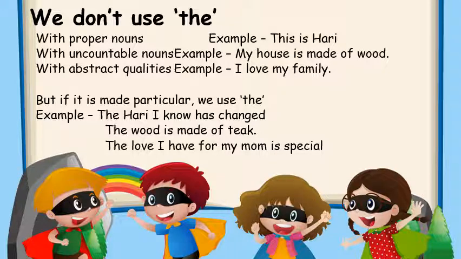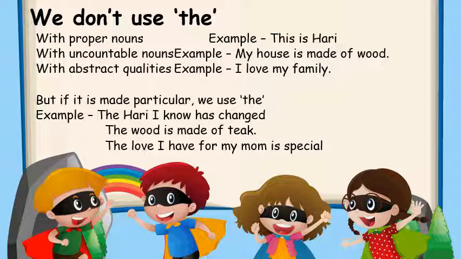We don't use the in the following cases: with proper nouns, with uncountable nouns, with abstract qualities. You know what is a proper noun? For example, this is Hari. You will not say this is the Hari. No, this is Hari. Second one, with uncountable nouns, nouns which you cannot count. Example, my house is made of wood. You will not say my house is made of the wood. That is wrong.